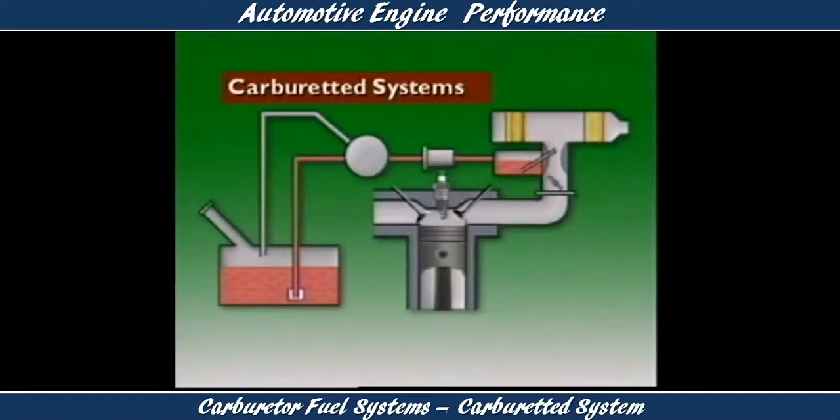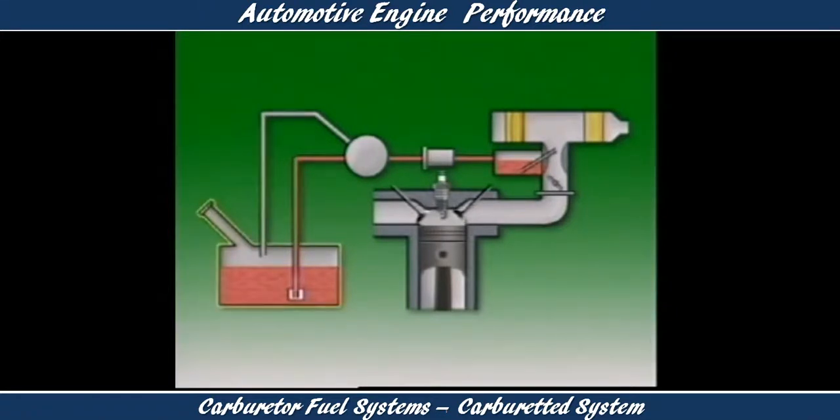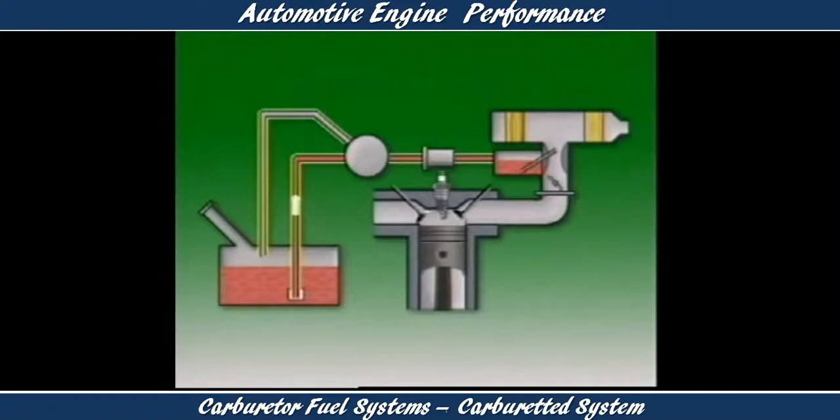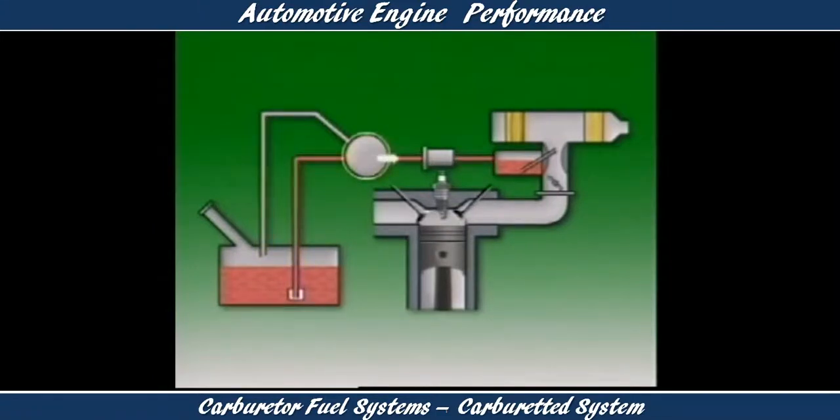This section looks at the basic principles of carburetted systems. A basic carburetted system consists of the fuel tank to store the fuel. Fuel lines or pipes carry fuel in the system. A pump moves fuel from the tank to the engine. A filter cleans the fuel.